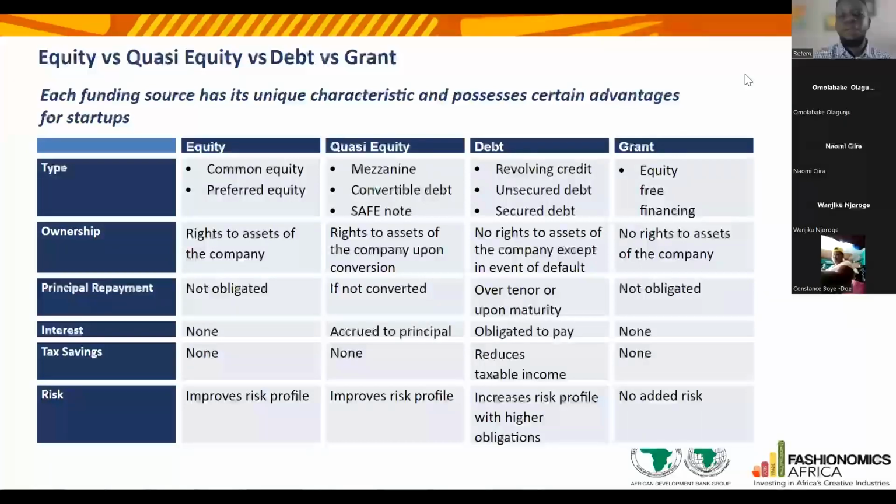So quasi-equity, like I mentioned, sits in between equity and debt. So as you can see, it's right in between, the way we presented our table, right? And there are different types of quasi-equity that you might come across. So there's what you call the mezzanines, which are basically like a debt note, right? Then there's convertible debt, which is more common with startups in Africa and more developed markets. And then you might have SAFE notes, which have become more popular with the rise of startups.